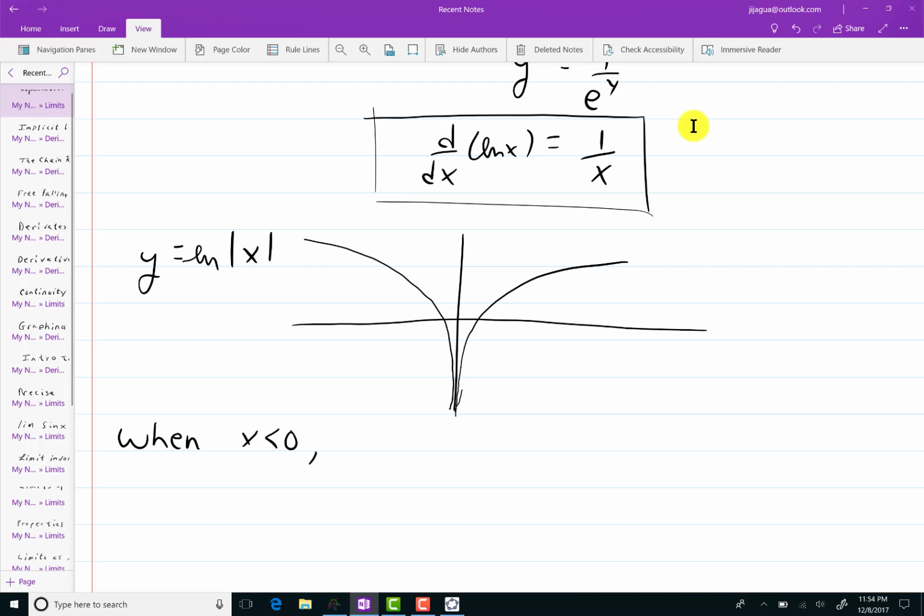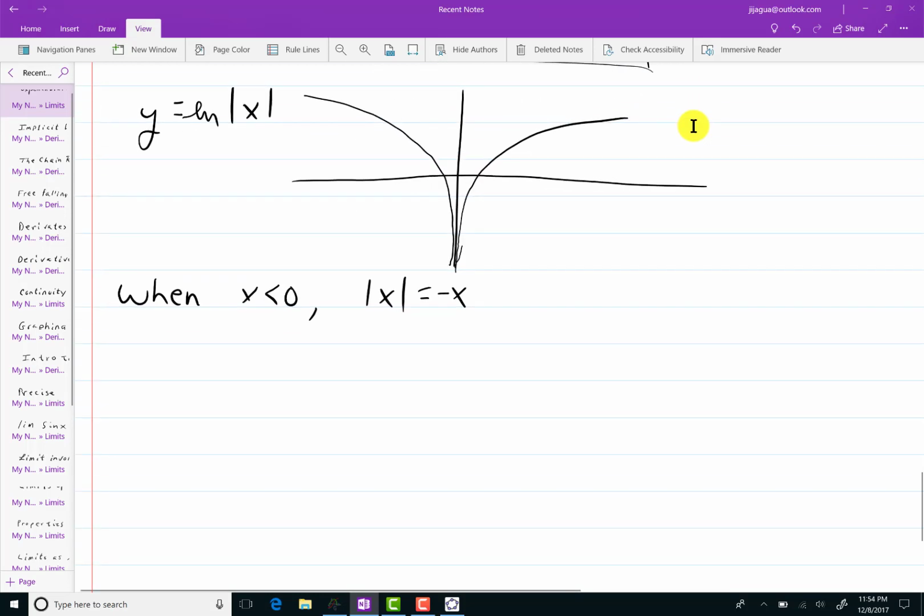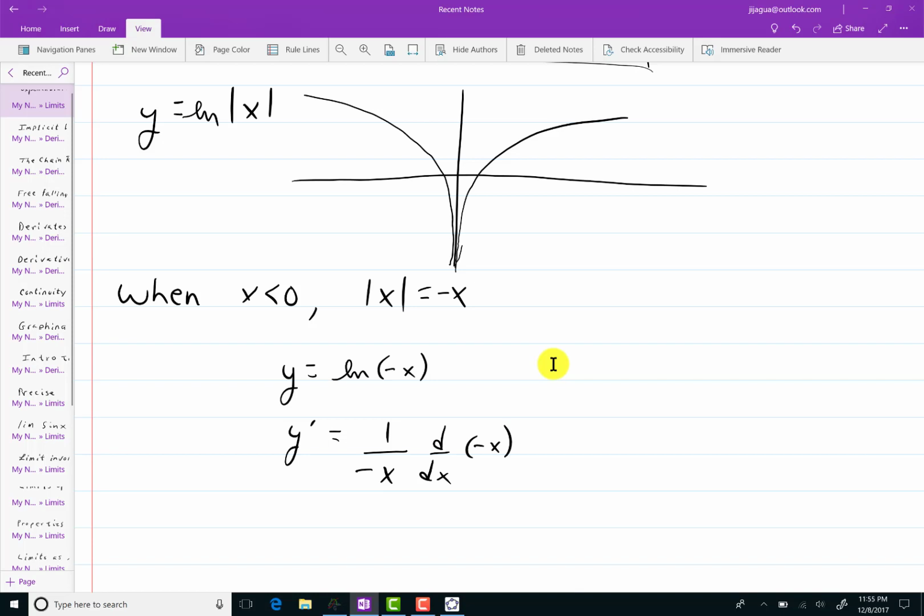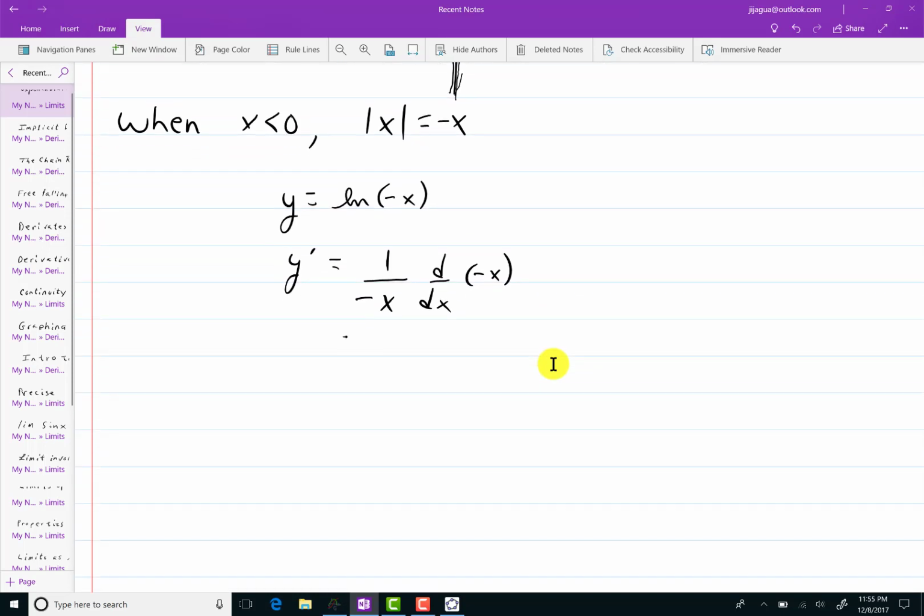All right, when x is negative, the absolute value of x equals negative x. That's how it makes it positive. So, if I have y equals the natural log of negative x, then y prime equals 1 over negative x. You know, negative x is positive, so it's in the domain of natural log. But I have to take the derivative of what was inside the parentheses, which was negative x. Now let me clean it up a little bit. I have 1 over negative x times negative 1. The negatives cancel and I get 1 over x.